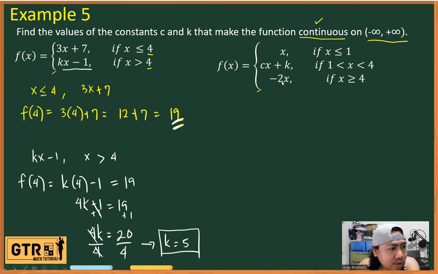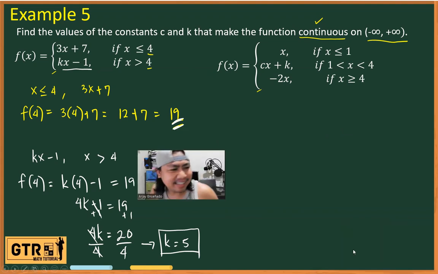Okay, so let's try to solve another example. We have three subfunctions. Baka hindi magkasya, so let me put my face over here on the other side. There, right in the middle, so you can see me. Okay, so next for this, just substitute the endpoint. So we have 1.